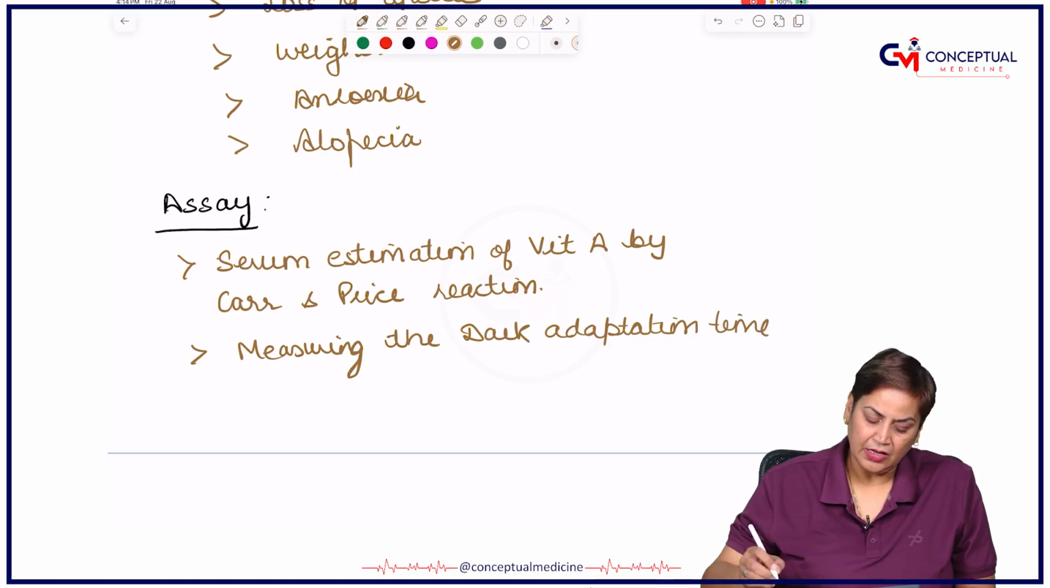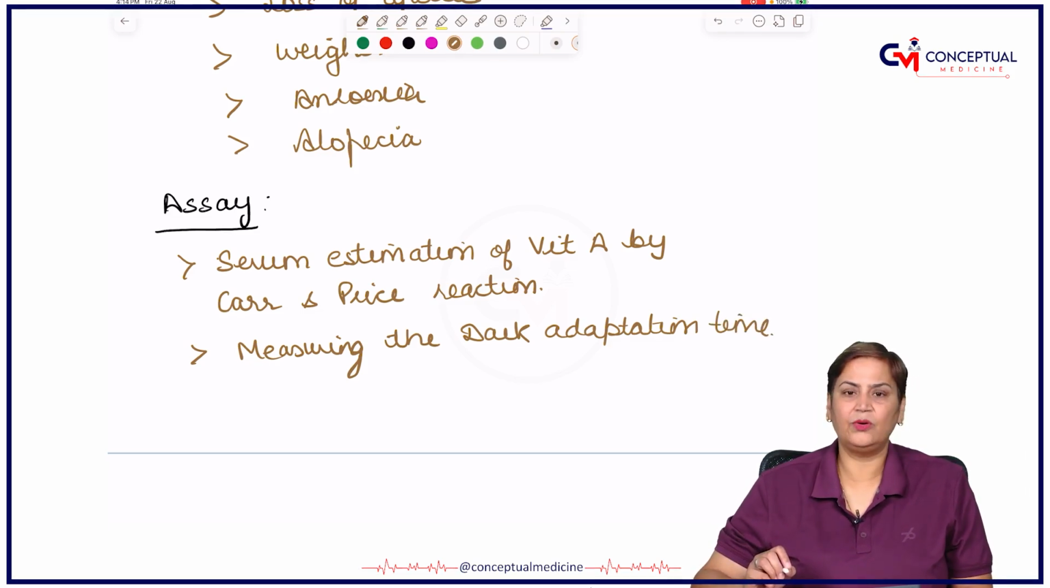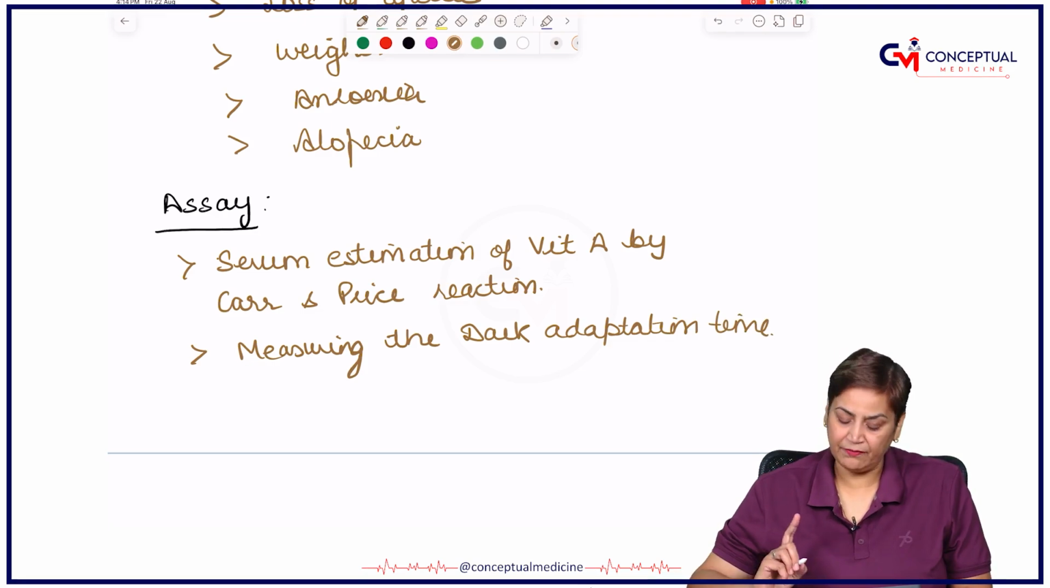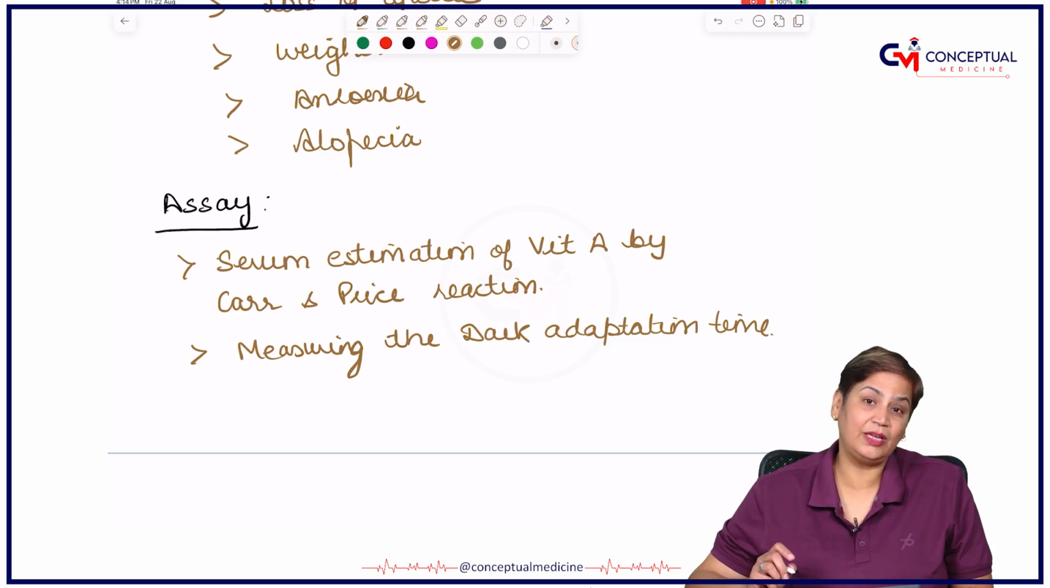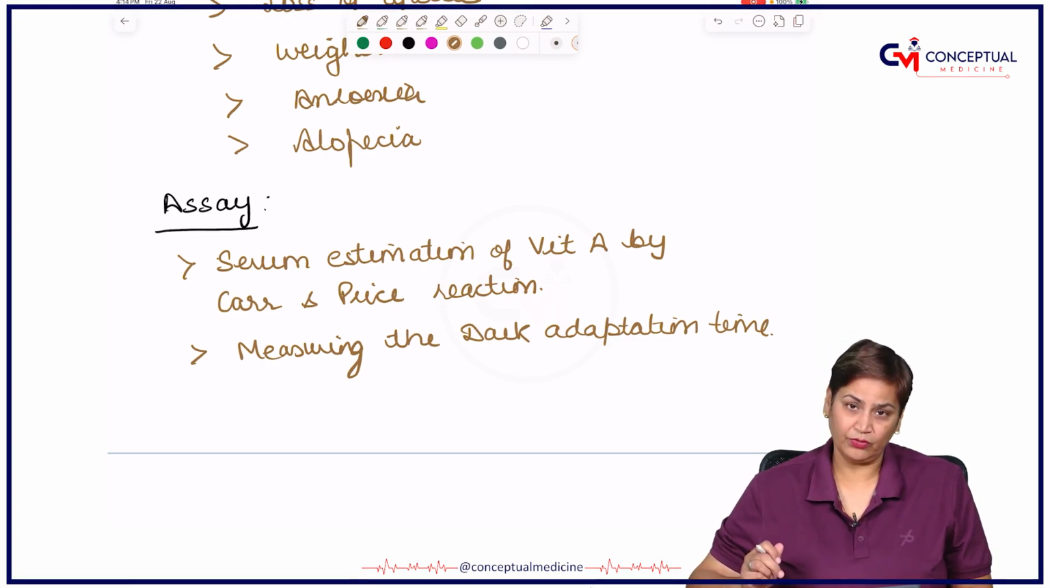Right. So this is vitamin A. Very, very important fat soluble vitamin whose active forms are retinol, retinal, retinoic acid. The function of retinol is reproduction, retinal plays a very, very important role in vision, and retinoic acid plays a very important role in growth and morphogenesis.